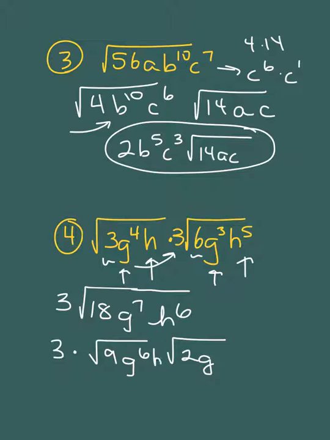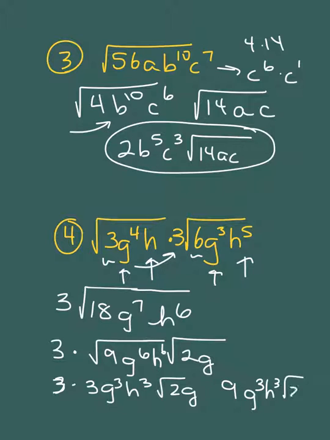And then h to the 6th is a perfect square, so it's going to go under there. So when I simplify, I have 3 times 3g to the 3rd, h to the 3rd, times the square root of 2g. When I simplify that, my final step, my final answer is 9g to the 3rd, h to the 3rd, times the square root of 2g.